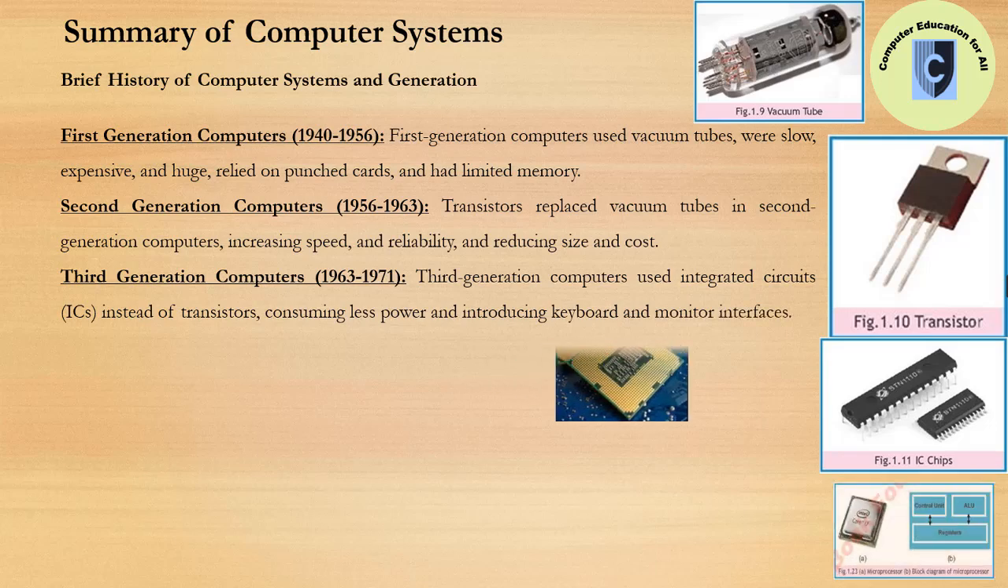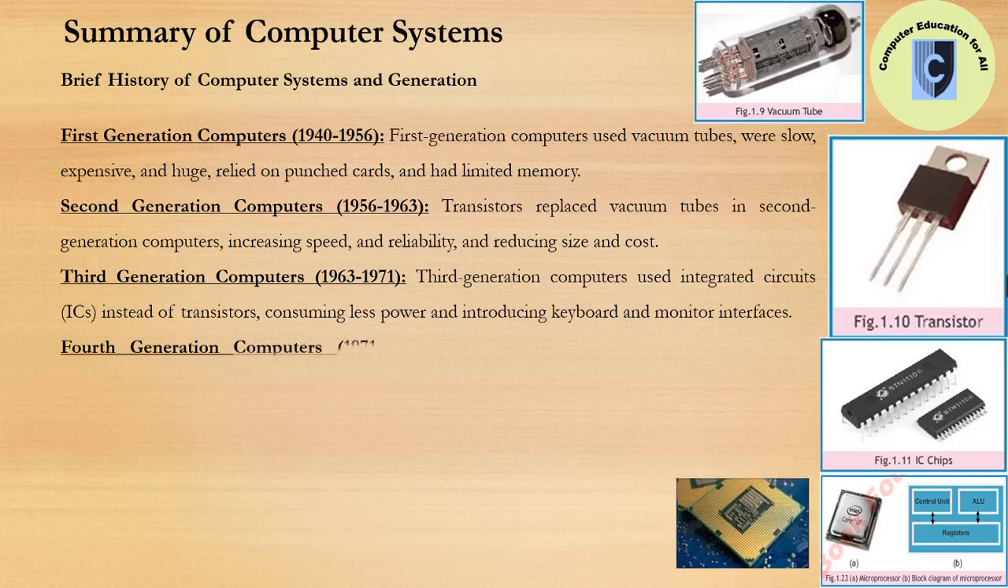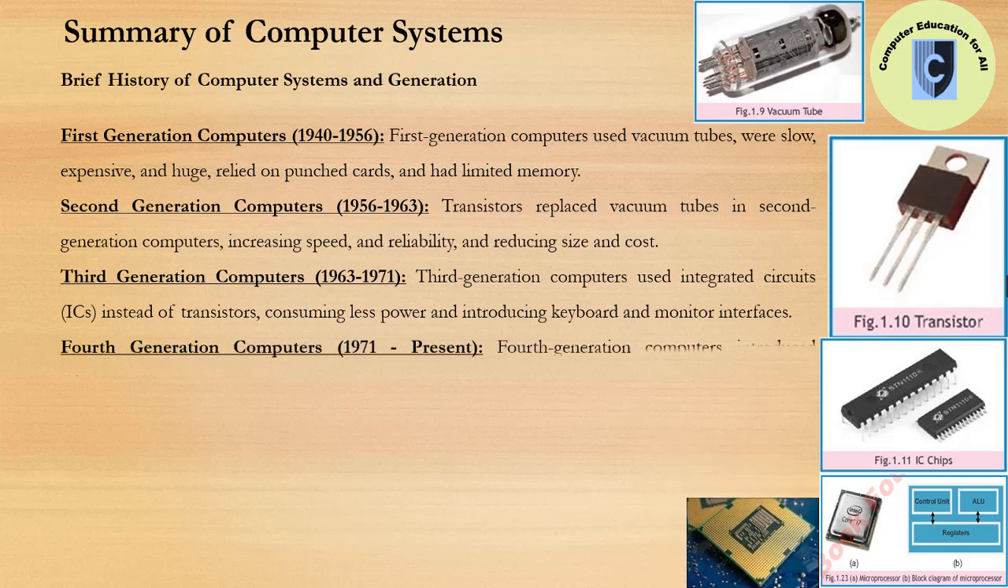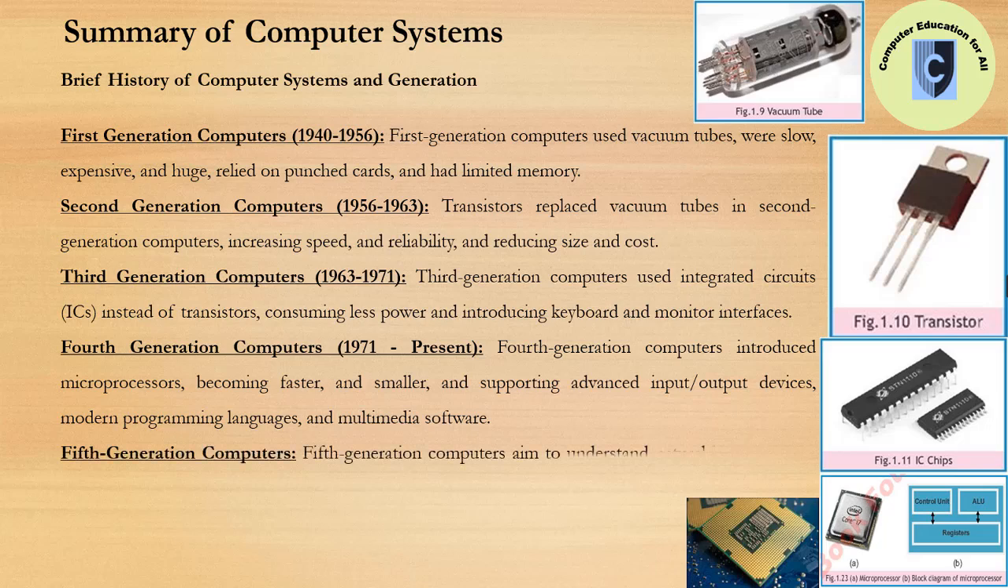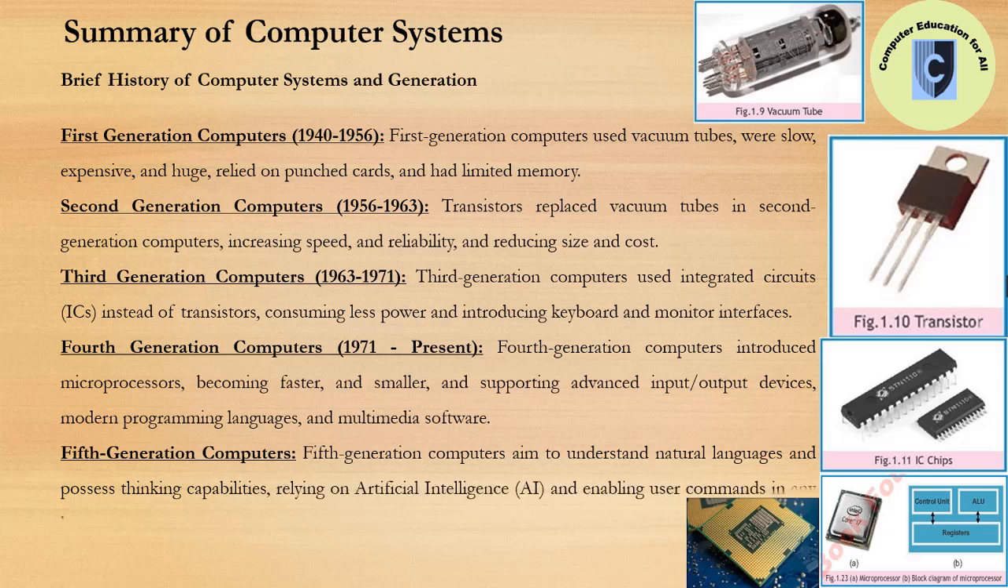Fourth-generation computers, 1971 to present. Fourth-generation computers introduced microprocessors, becoming faster and smaller, and supporting advanced input/output devices, modern programming languages, and multimedia software. Fifth-generation computers. Fifth-generation computers aim to understand natural languages and possess thinking capabilities, relying on artificial intelligence, AI, and enabling user commands in any language.